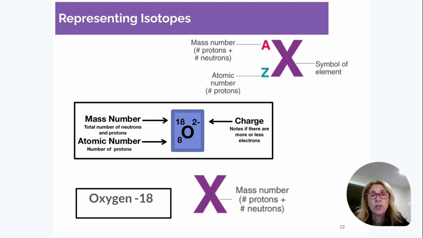Because of these variations, we have to have notations that will allow us to distinguish one from the other. These notations represent the mass number and the atomic number and the element symbol in the nuclear notation. The other notation is called a hyphen notation. This notation only has the element name or symbol followed by the mass number.